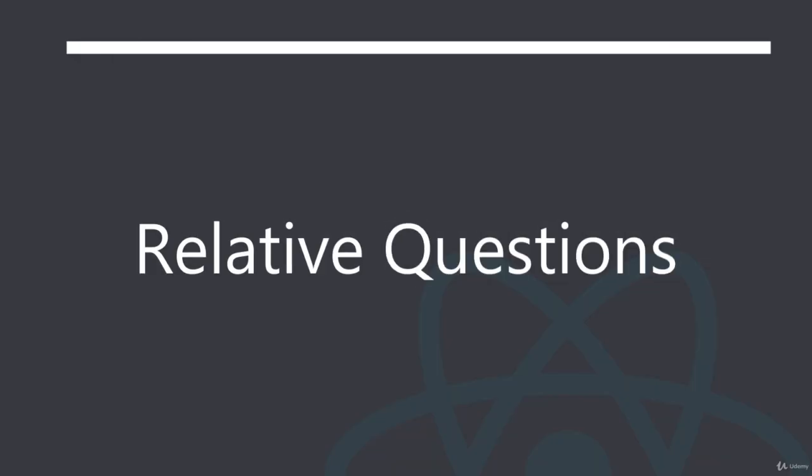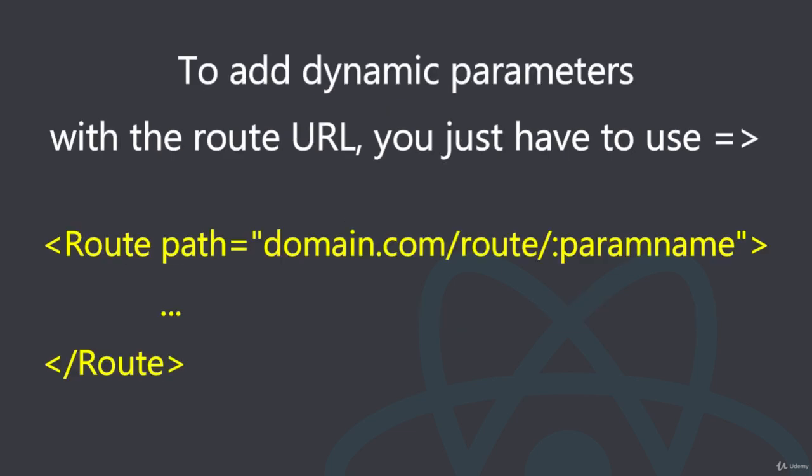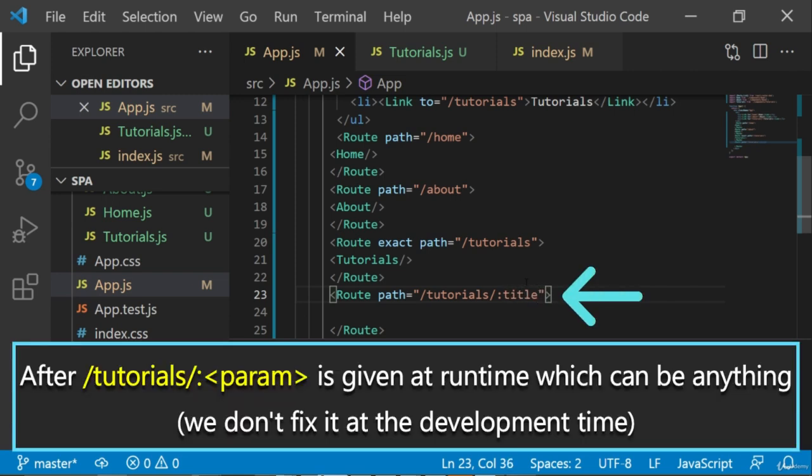Let's talk about the relative questions now. How can you link dynamic routes, or how do you link parameters with a route? To add dynamic parameters to the route URL, you just have to use a colon and the parameter name. As we saw in this example where title is the parameter, it means after tutorials/, the param is given at runtime, and it can be anything. We don't fix it at development time.